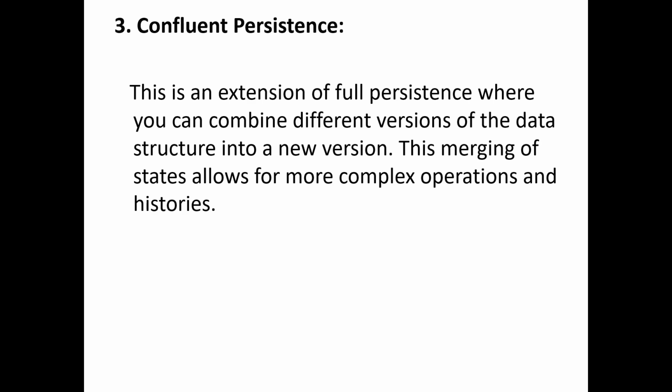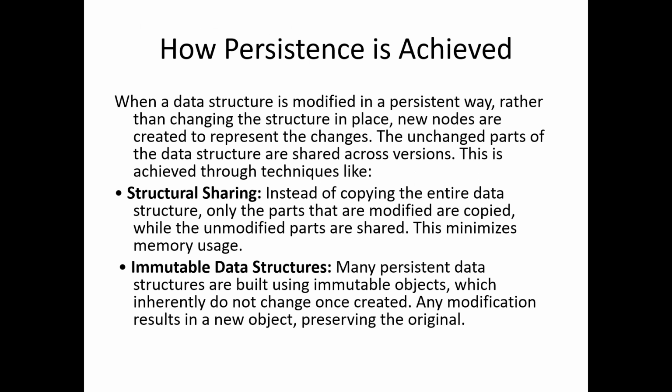Next, we can discuss how persistence is achieved. When a data structure is modified in a persistent way, rather than changing the structure in place, new nodes are created to represent the changes. The unchanged parts of the data structure are shared across versions. This is achieved through techniques like structural sharing and immutable data structures.